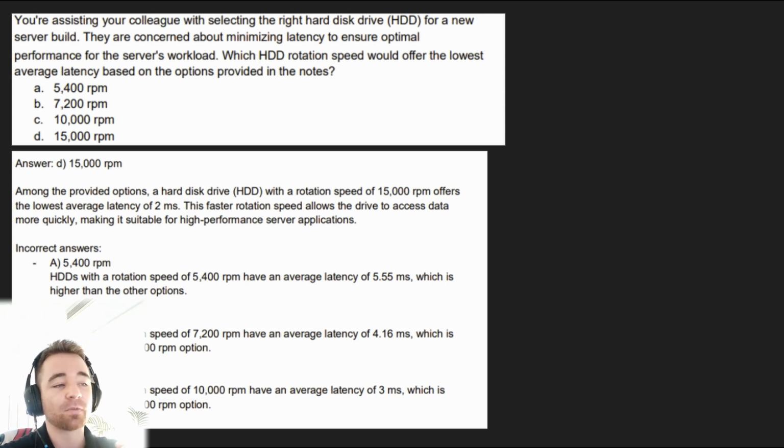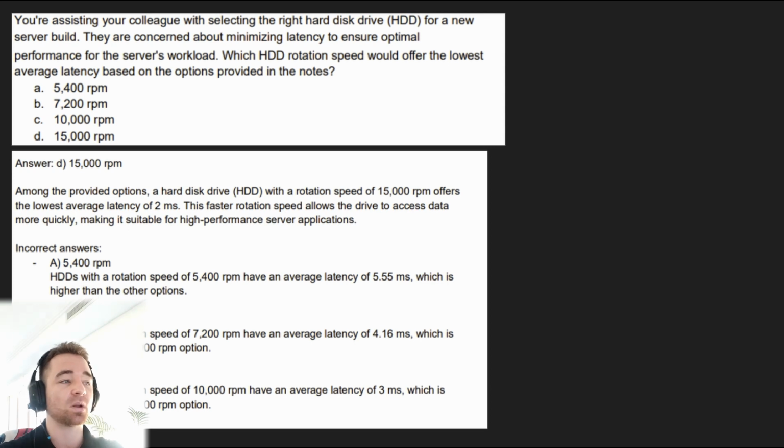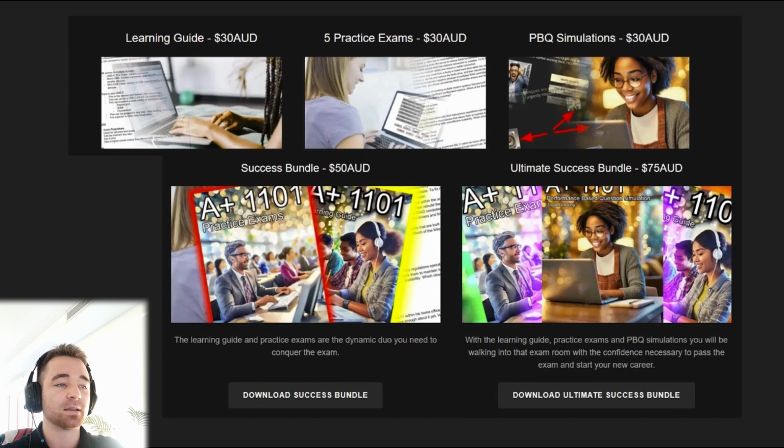So, of course, among the provided options, a hard disk drive with a rotation speed of 15,000 RPM offers the lowest latency. The higher the RPM, the lower the latency, guys. This guy said he wanted minimum latency possible. So that's the correct answer there.